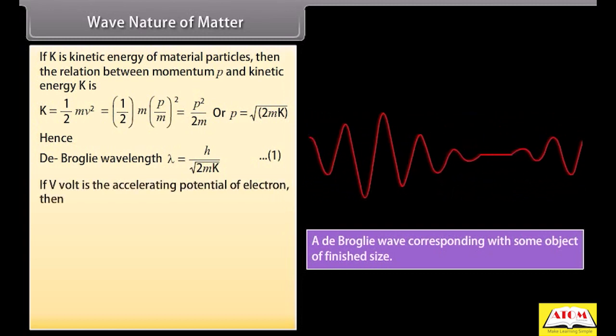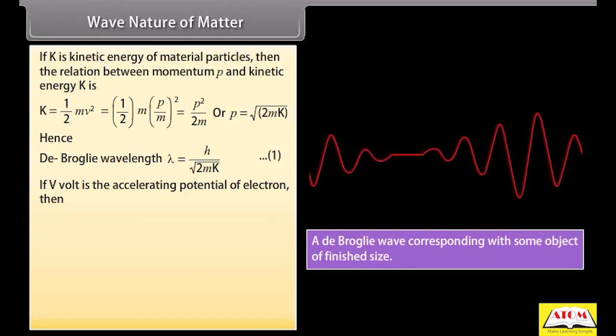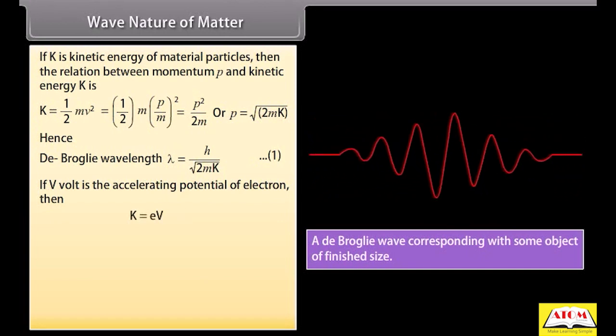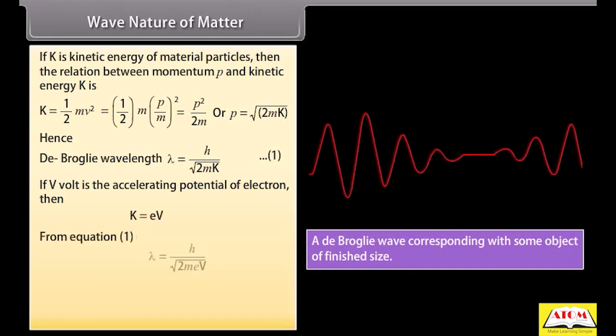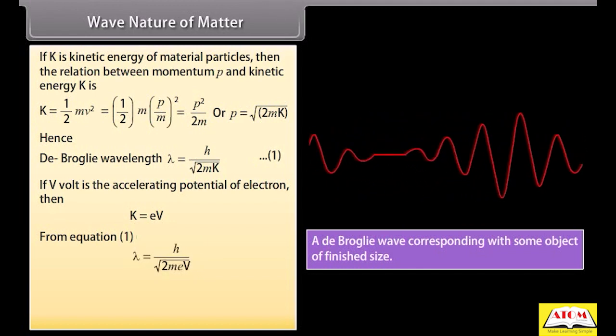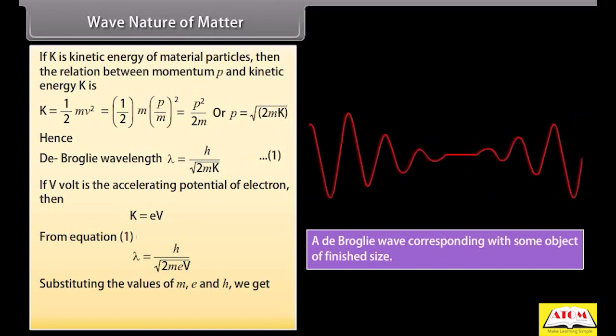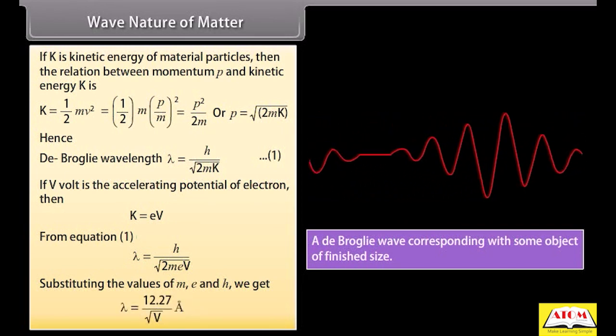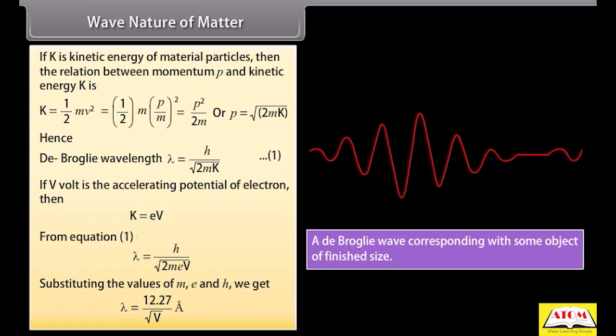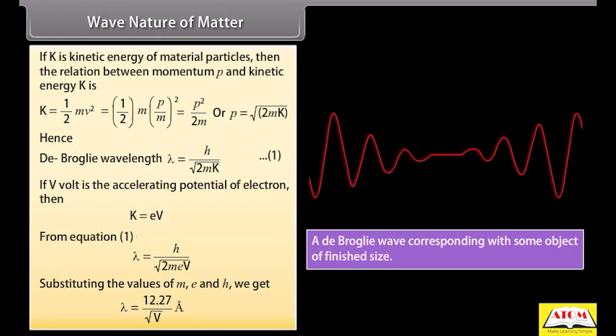If V volt is the accelerating potential of an electron, then K = eV. From equation 1, lambda = h/sqrt(2meV). Substituting the values of m, e and h, we get lambda = 12.27/sqrt(V) angstrom.